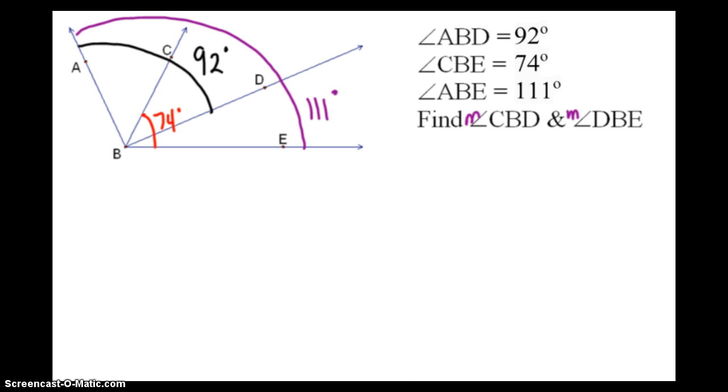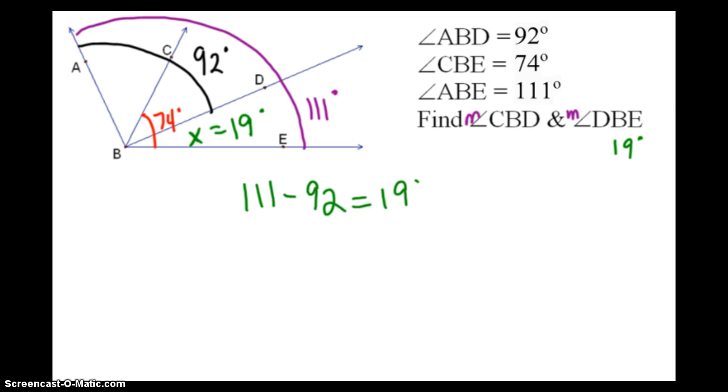And everybody does things a different way, so you might see it a little differently than me, but I'm going to coach you through how I see this problem working. So I would say, I'm going to call this angle here X, angle DBE, because I know the whole entire angle is 111 degrees, and I know that angle ABD is 92. Well, DBE can be found by doing 111 minus 92. So if we do 111 minus 92, we should get that angle DBE is 19 degrees. Write that down. Bring it over here.